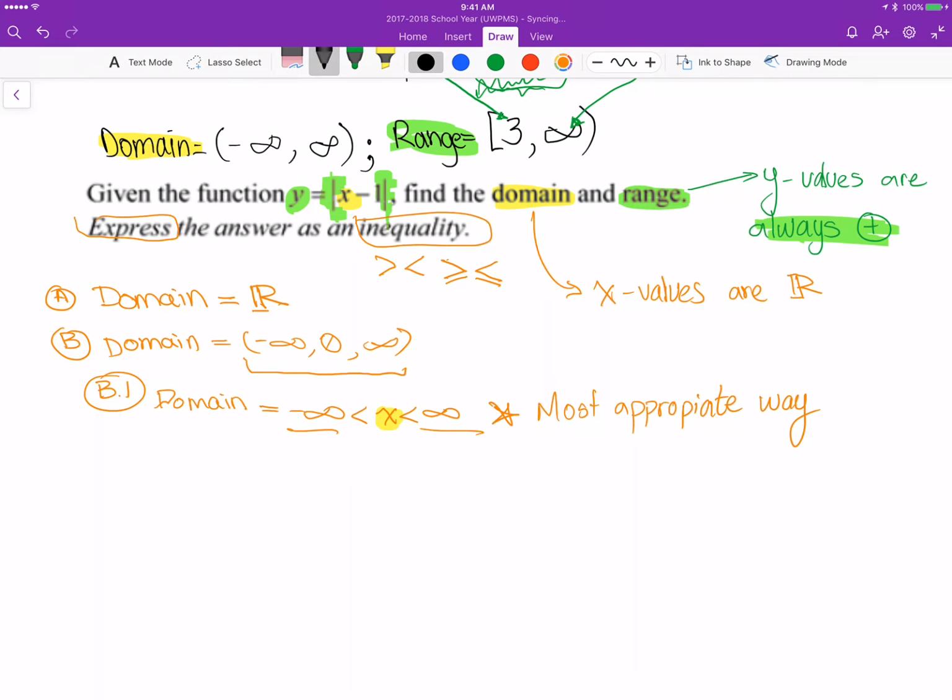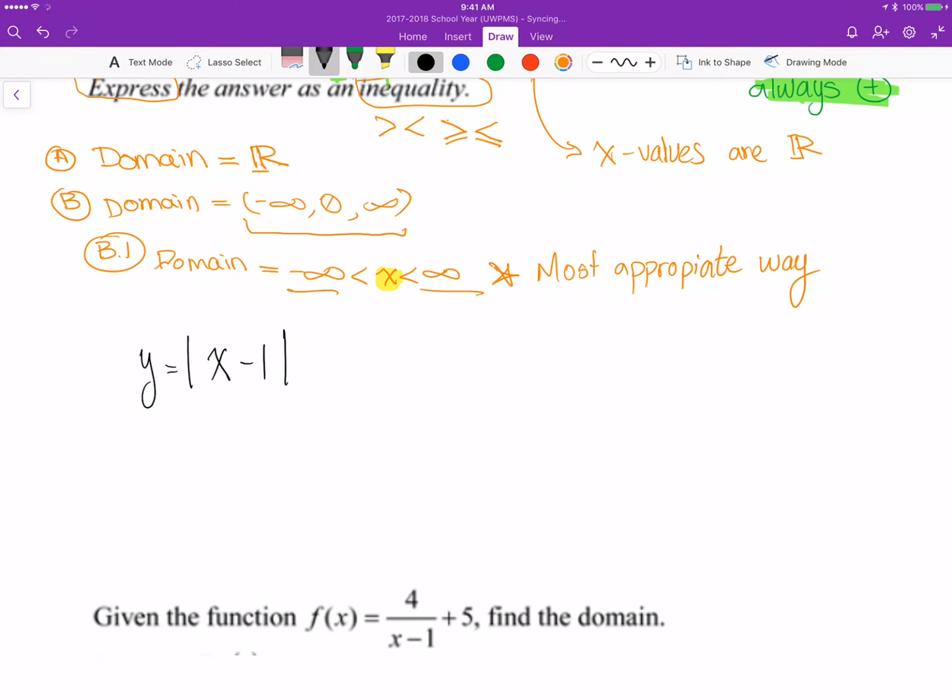Let's test it out. Y equals absolute value of x plus 1. Okay, so let's say y equals absolute value of 0 minus 1. Y equals absolute value of negative 1, y equals 1.